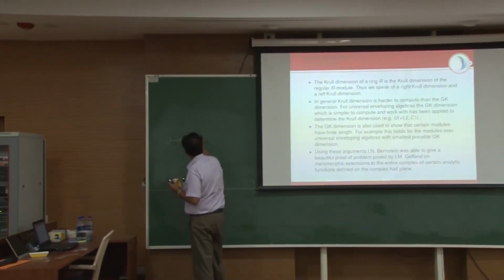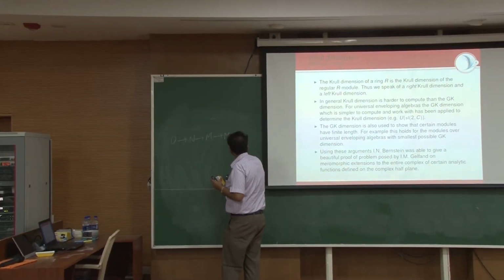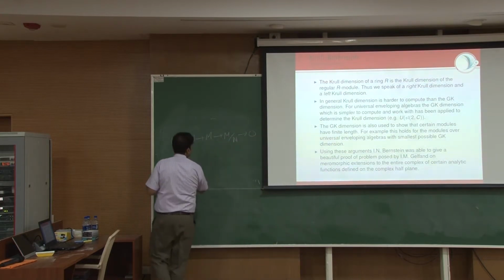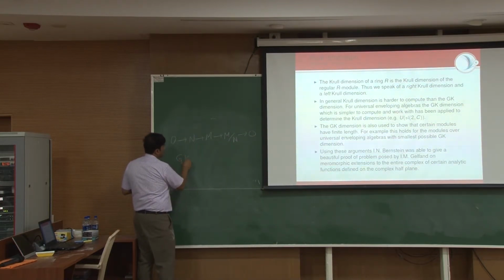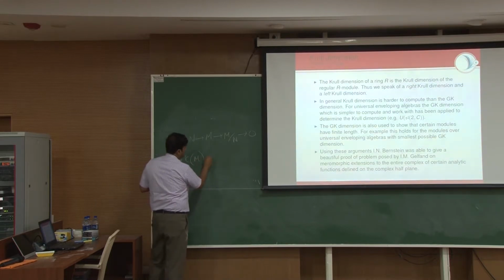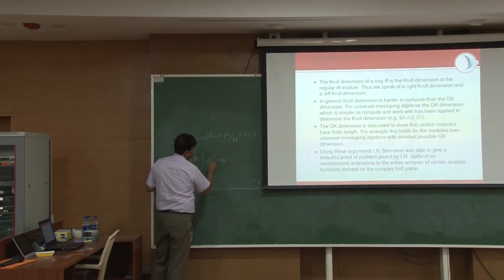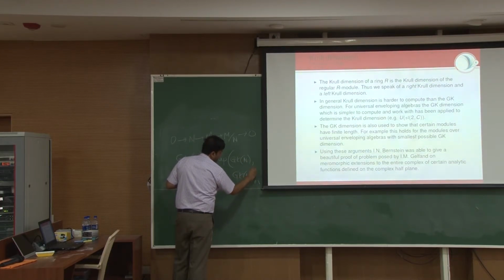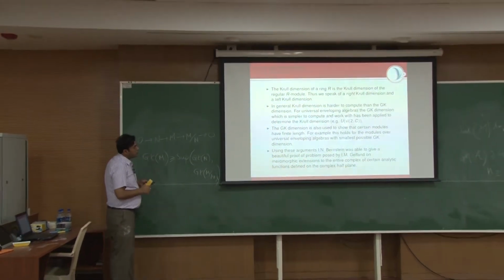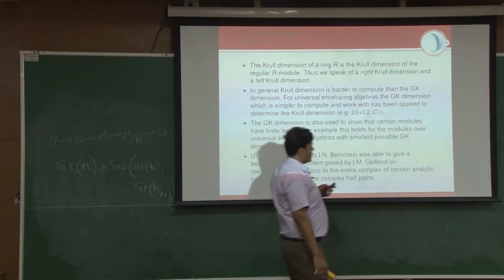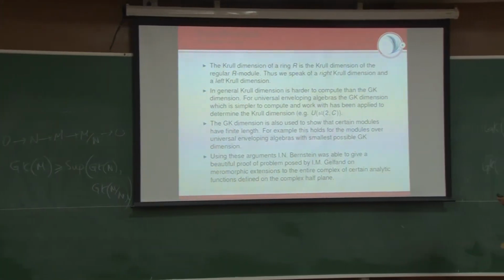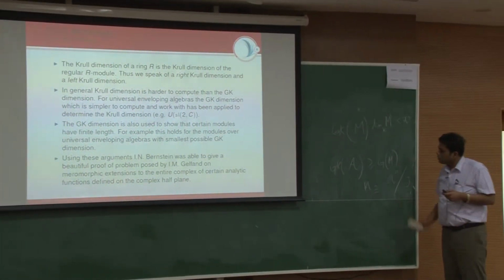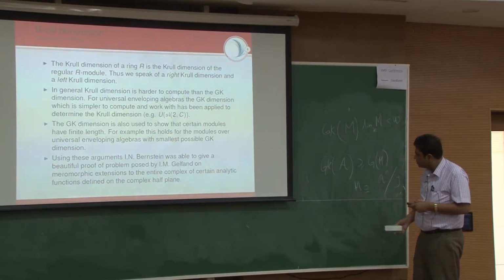If I take an exact sequence of modules, then I always have that the GK dimension of M is greater than or equal to the supremum of the GK dimension of N and the GK dimension of the factor. So if I take a finitely generated module, it means that its GK dimension is somewhere between n and 0.